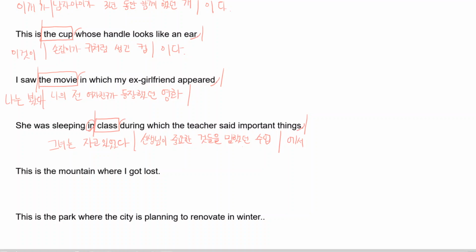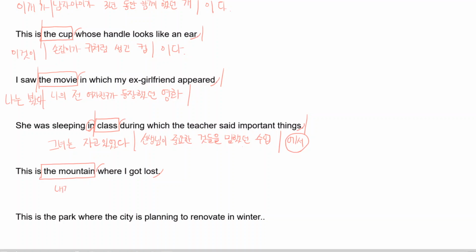In here means 뭐뭐에서, right? So this sentence is very long, but we figured it out. Okay, 그녀는 자고 있었다. 선생님이 중요한 것들을 말했던 수업에서. Okay, very good. Next one. This is the mountain where I got lost. Okay, we see the noun that goes into the box right here. And the sentence that follows. So all we have to do is try to connect this sentence to the noun here. Alright? So what does it mean?